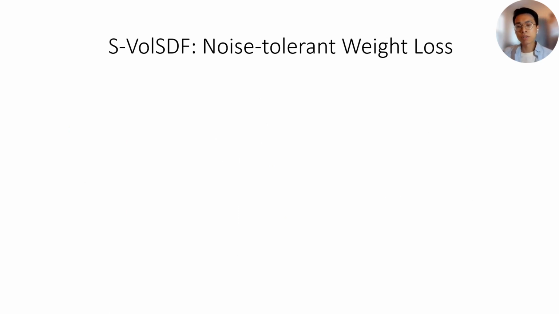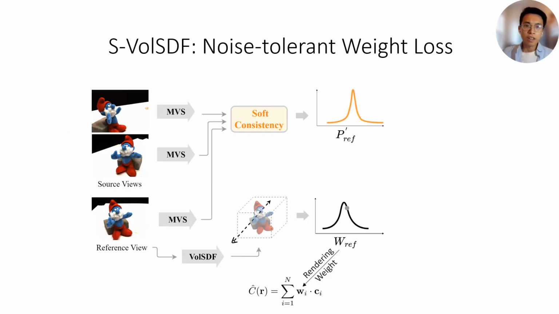Here comes an important observation. Given a point sampled along a viewing ray, we notice that its probability P in MVS and its rendering weight W in neural rendering actually have the same meaning. The larger the value of W or P, the more likely its location should be on an object surface and also visible from multiple views.